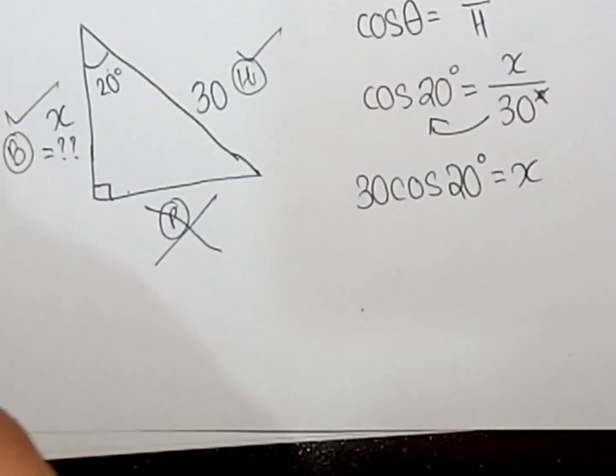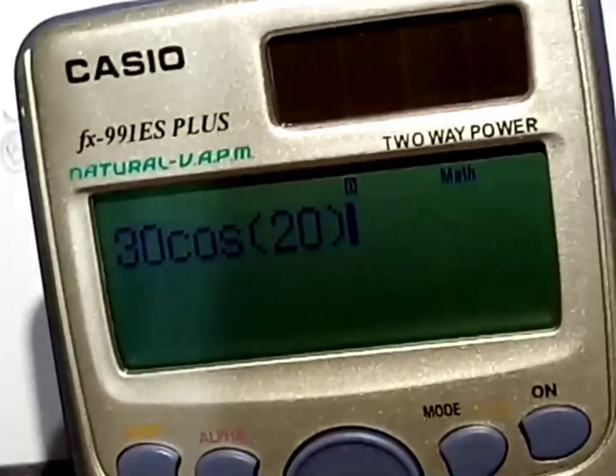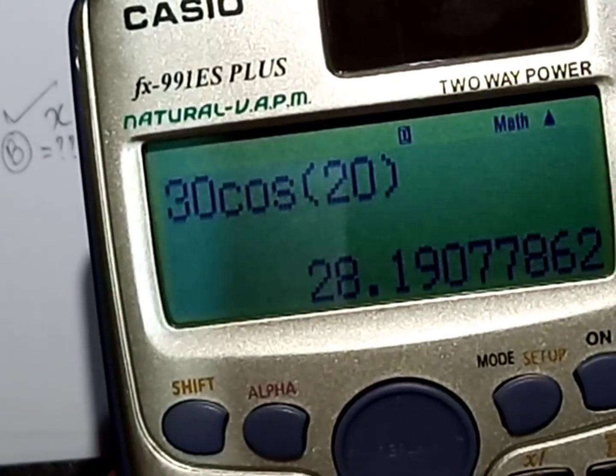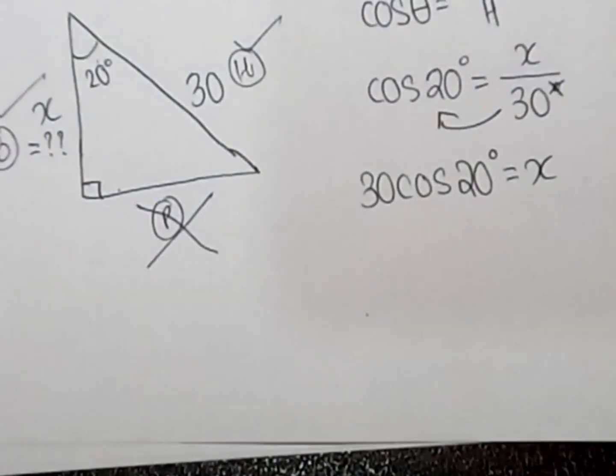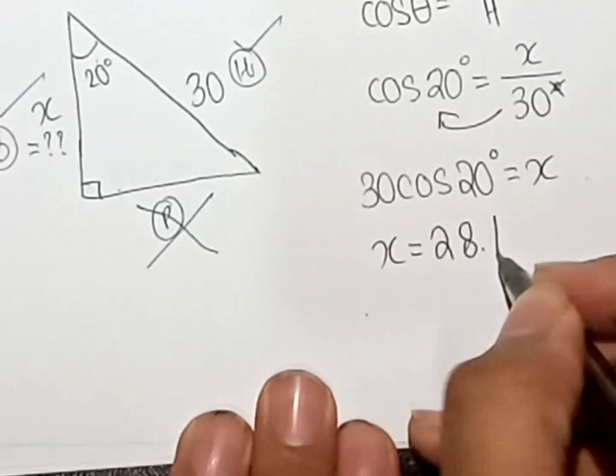Alright, now we'll put in the values. x is equal to 30 cos 20. What would be the answer? 28.1. So now my answer is coming 28.1. So I would like to put it: the x value is 28.1. That's all.